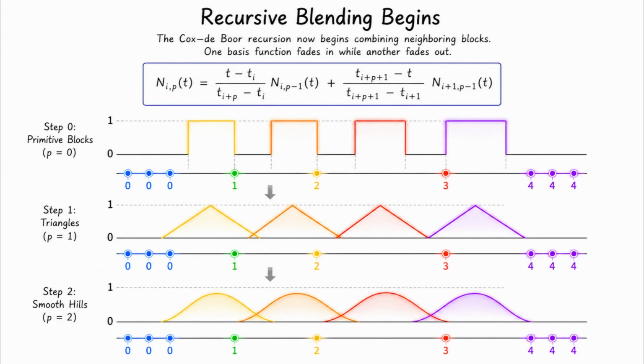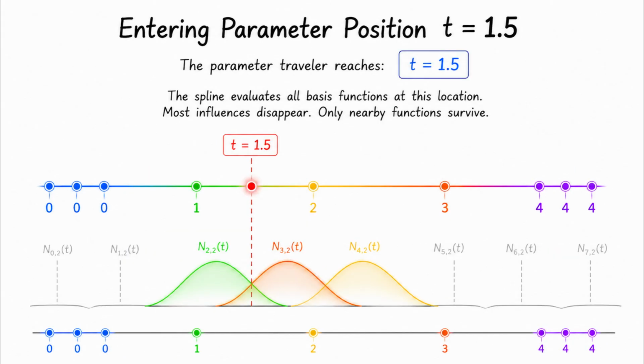The parameter traveler reaches t equals 1.5. Most basis functions become 0. Only nearby influences remain active. The spline now focuses on one local neighborhood.